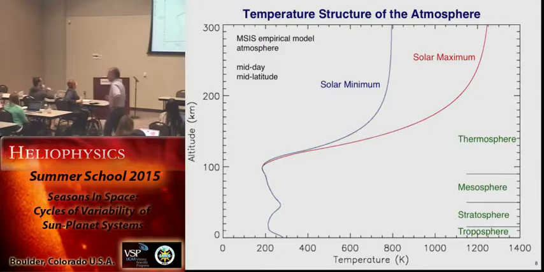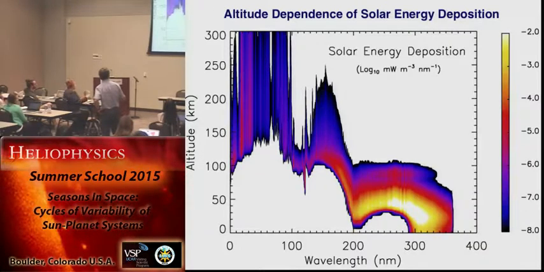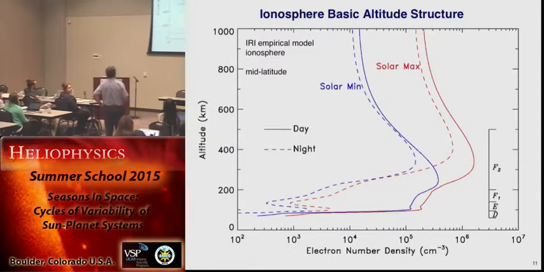Okay, this is the temperature profile we're dealing with. Much hotter at solar maximum, starting at around 100 kilometers. Big gradient in here. And in fact, this gradient is due to all that energy being deposited in this region. That's all the ionization. How does the ionization energy get converted into heat? I'll get to that in a minute.